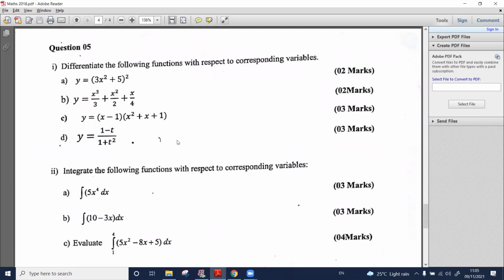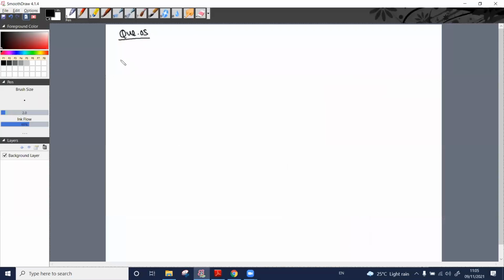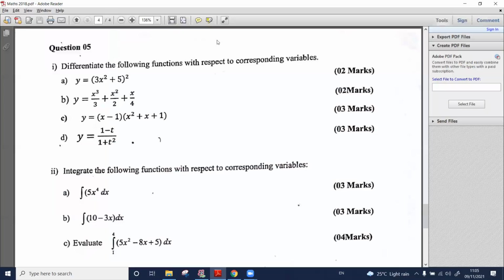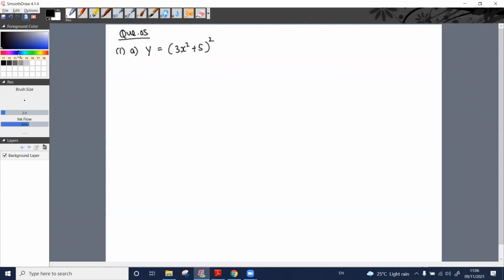Question number 5, part 1. Differentiate the following functions with respect to corresponding variables. Right. We need to differentiate the given functions. Part 1. A. Y equals 3x squared plus 5, the whole to the power 2. Right. So how can we differentiate this? dy by dx equals what?